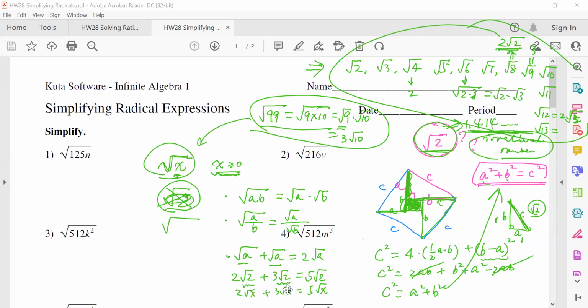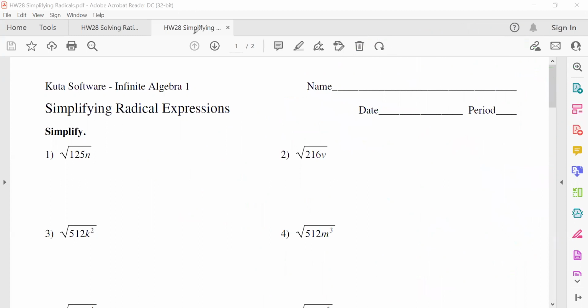Okay, let's use some homework to see what's going on here. It's very similar to what you learned earlier about square roots and radicals. The only difference is that we now introduce some variables. So see this one: you can simplify it. This is 25 times 5n, so you can break it down as 25 times 5n. Square root of 25 is 5, so you get 5 square root 5n.